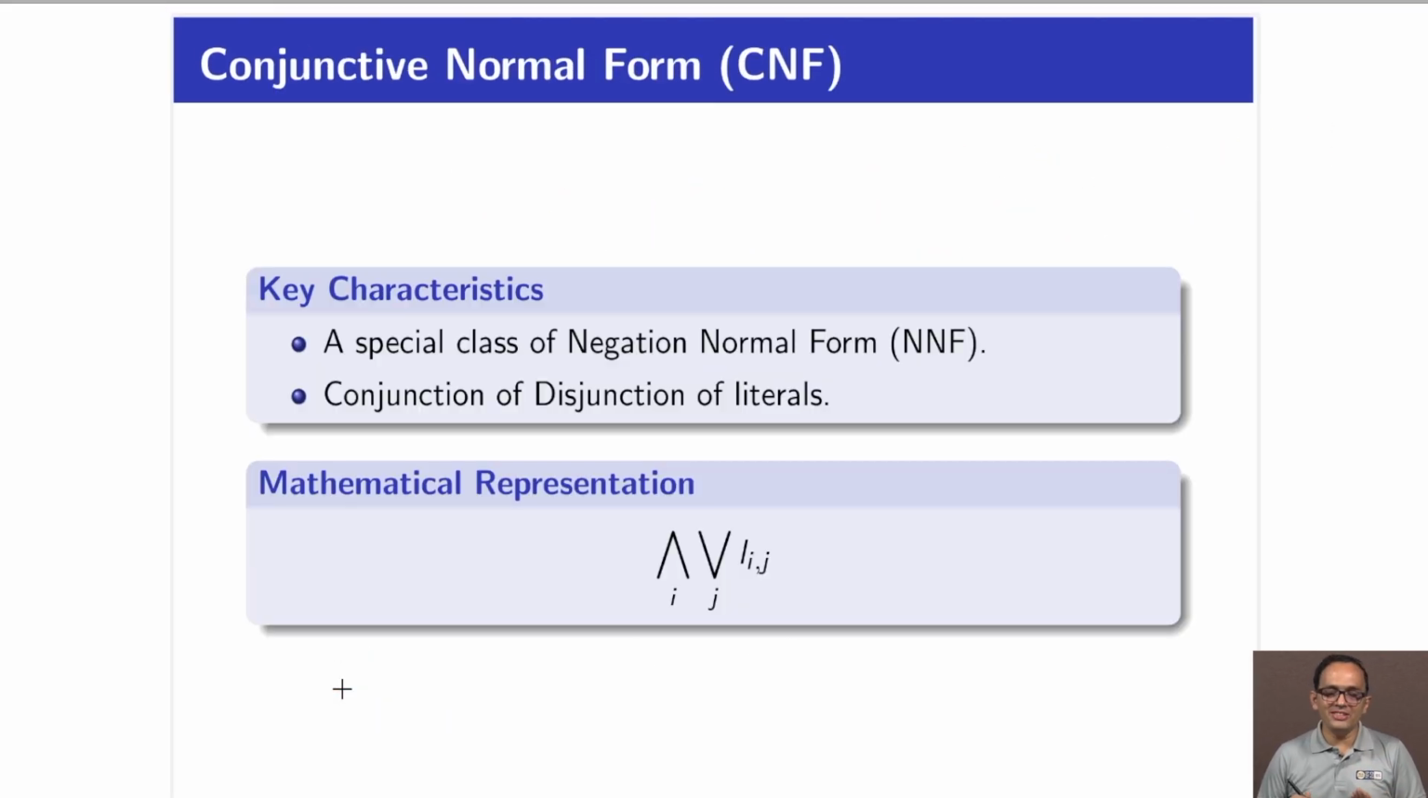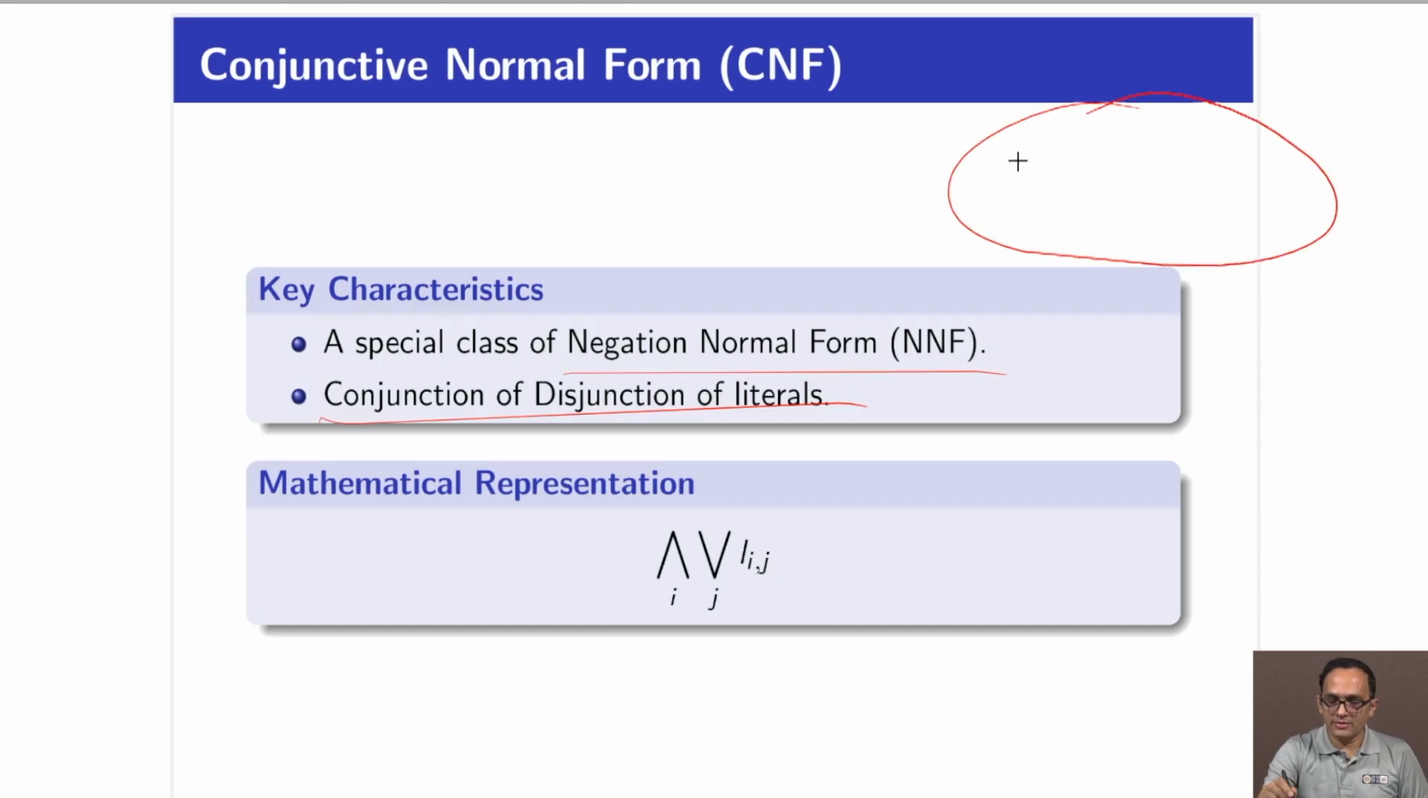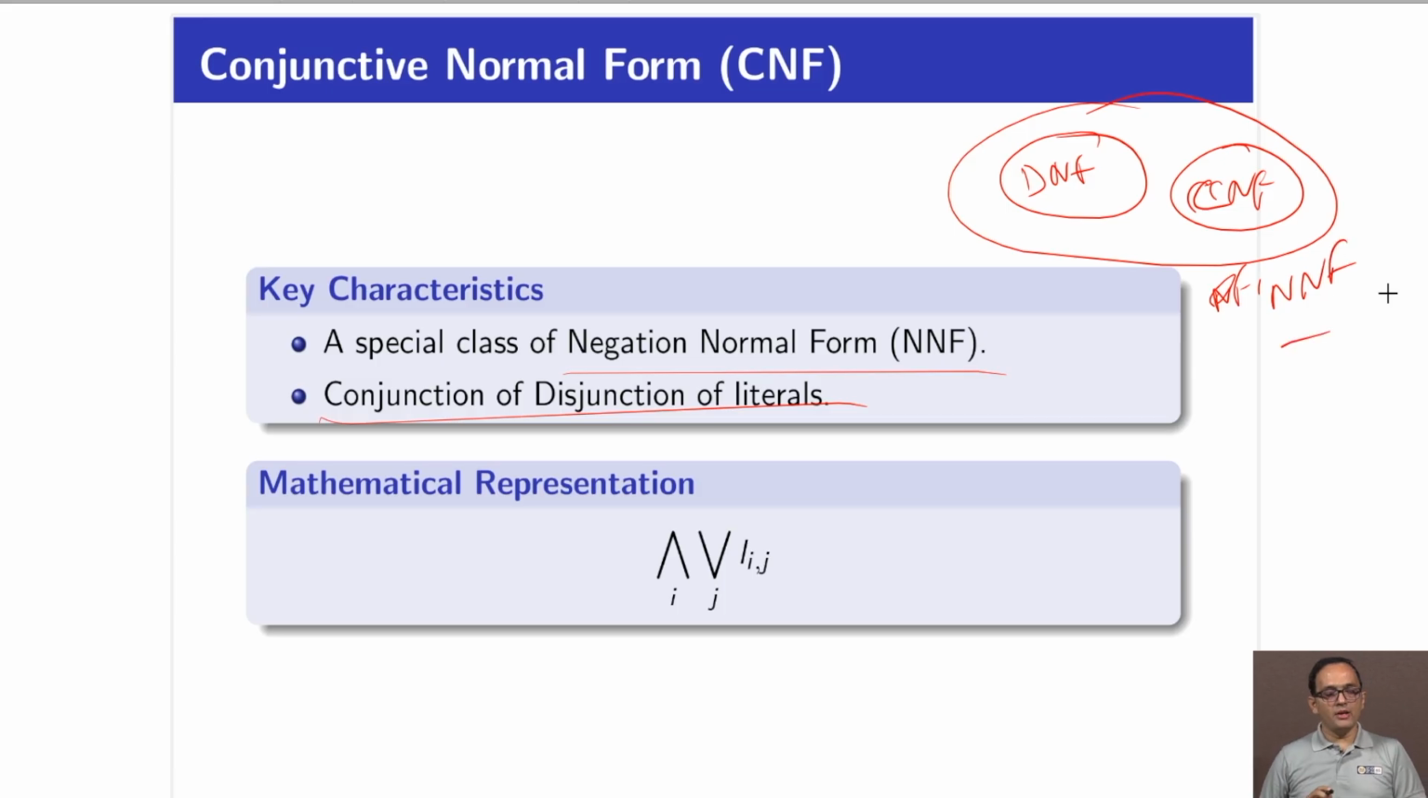The next one is CNF, which is just the opposite of DNF. In DNF you have clauses with and, and those clauses are connected by or. Here it is called conjunction of disjunctions of literals. Again this is a subset of NNF. So, you have NNF, some of the formulas are in DNF, some of the formulas are in CNF, and you can have something other also in NNF, right. So, here it is disjunction of literals.